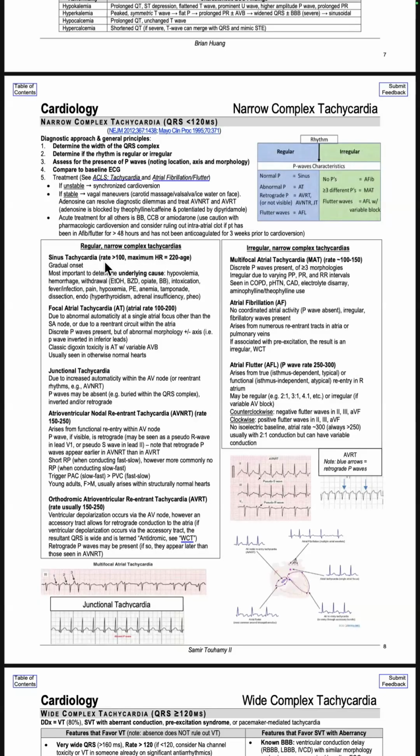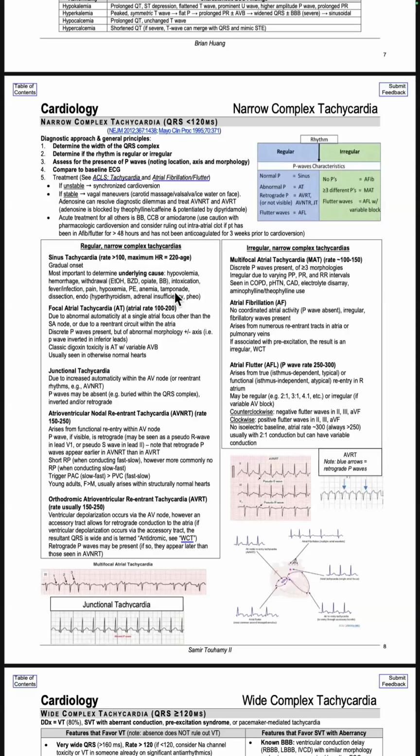In this, the rate is greater than 100 with a maximum heart rate of 220 minus the age. If it's outside of that bound of that heart rate, then it's a different diagnosis. This has a generally gradual onset and can be due to causes such as hypovolemia, hemorrhage, withdrawal of substances such as ethanol, benzodiazepines, opiates, beta blockers, intoxication, fever and infection, pain, hypoxemia, pulmonary embolism, anemia, tamponade, dissection, and other endocrine problems, including hyperthyroidism, adrenal insufficiency, and pheochromocytoma.